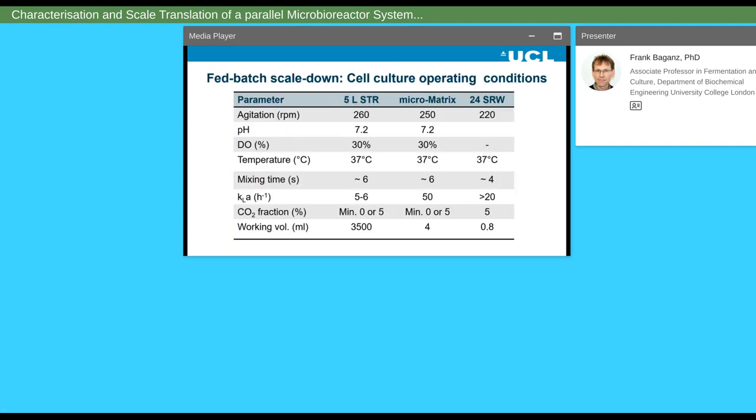This table shows the operating conditions for the 3 different cultivation systems used in this study. A KLA value of 1 per hour is often cited as being sufficient to support cell densities of up to 1 × 10⁷ cells per milliliter, and all cultivation platforms fulfill this requirement. Therefore, a matched mixing time of approximately 6 seconds was chosen as criterion for the scale translation from shaken microwell systems to the benchtop scale.